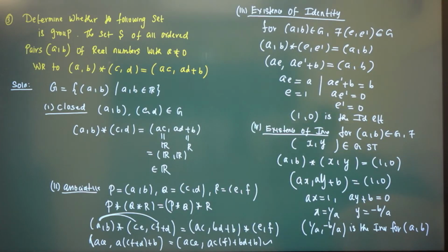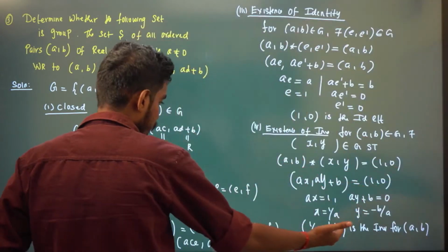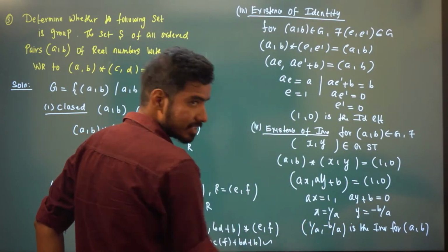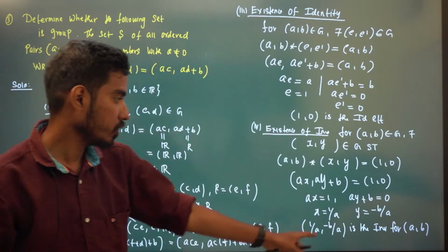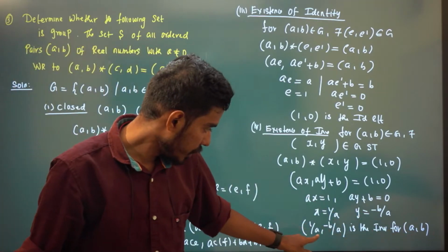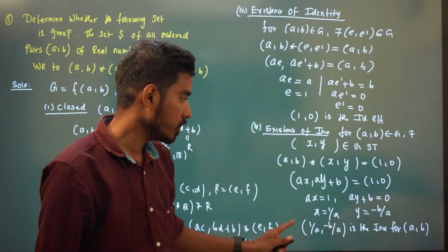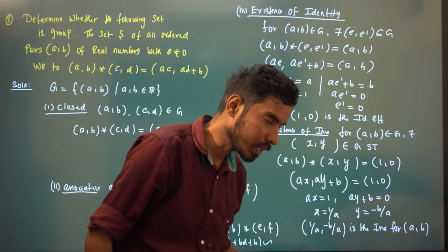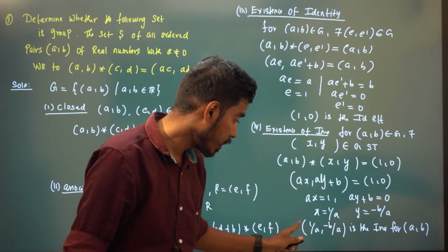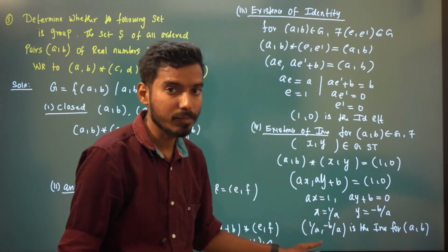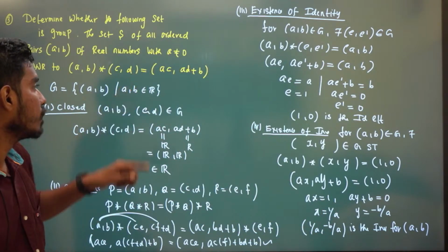So (1, 0) is your identity element, and for any (A, B), for example, if you take (2, 3), (1 by 2, minus 3 by 2) is the inverse for that. You can check that (2, 3) star (1 by 2, minus 3 by 2) will give you (1, 0) with the help of this operation.